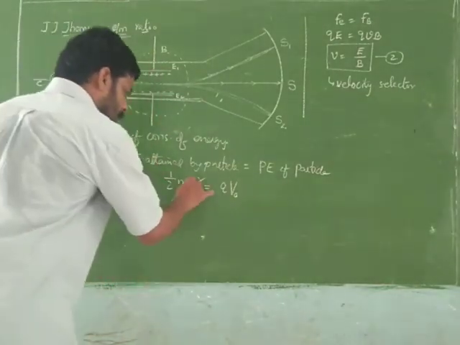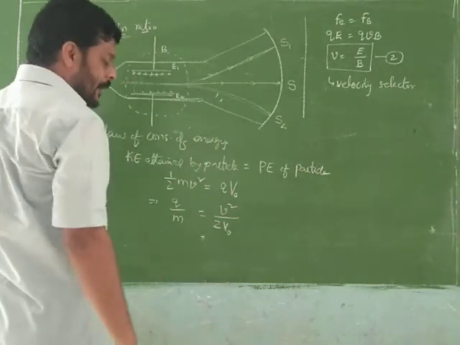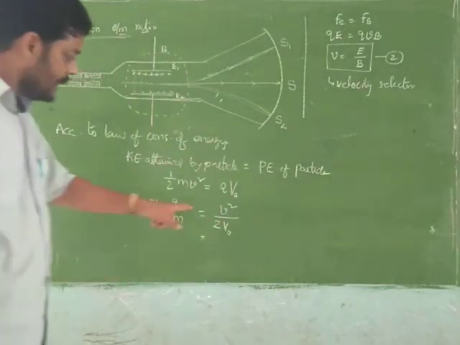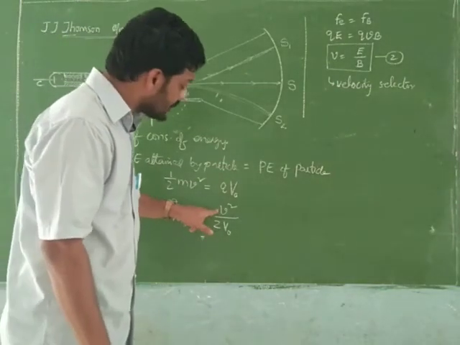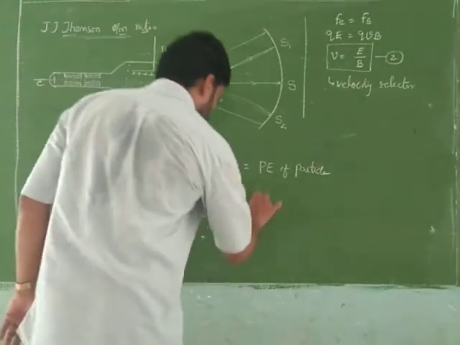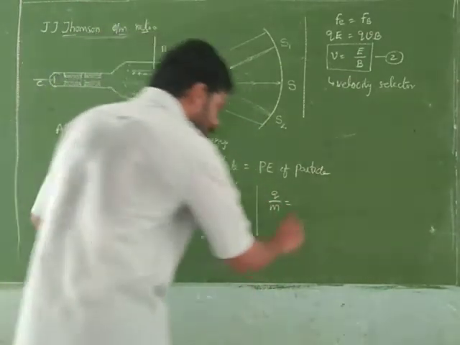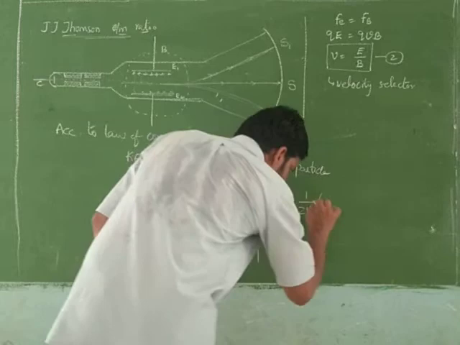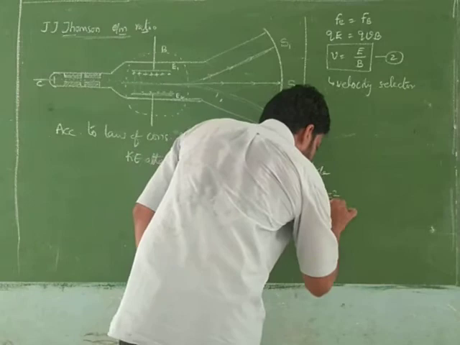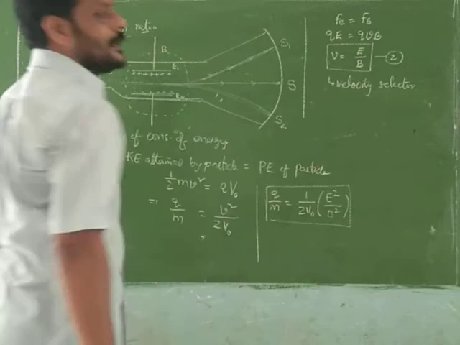See, Q by m is equal to v squared by 2V0. This V0 is the potential difference we apply externally. Very good. V is the velocity attained by the particle, which is E by B. Now can I substitute here? Absolutely. So Q by m is equal to 1 by 2V0 times E by B whole squared, so E squared by B squared. This is the Q/M ratio of any particle.